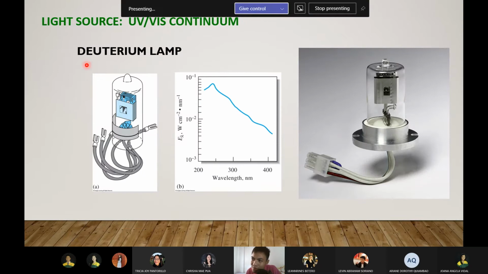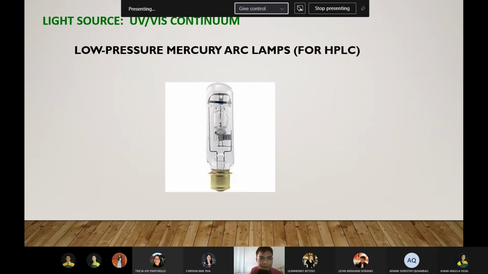Deuterium lamp, from the word itself, deuterium, it contains hydrogen gas but in the form of deuterium. Okay. It can also be hydrogen gas, but what is used is deuterium, the isotope of hydrogen. Okay? So this is commonly used when you are doing UV spectroscopy. Only UV, ultraviolet only is what it can do. Okay? For other analysis such as HPLC, high-performance liquid chromatography, we will discuss this next meeting. Okay? I mean in the asynchronous session.